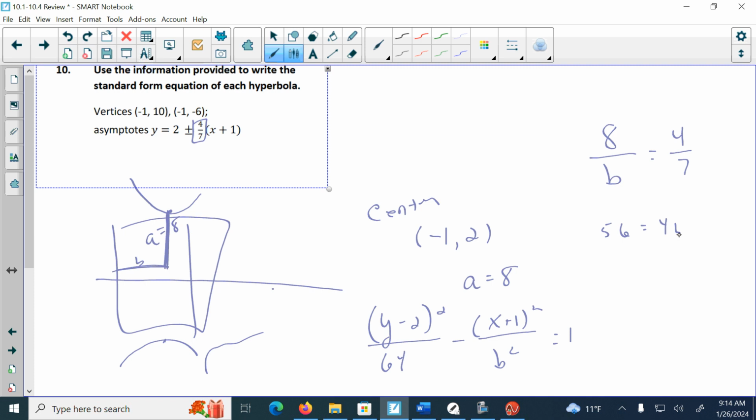By 4. And I'm going to get 16 is equal to b. So then b squared would be 16 squared, which is 196. So then that's what I'm going to put here is 196.